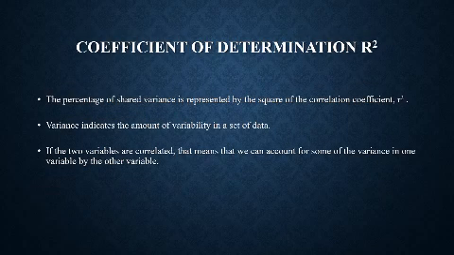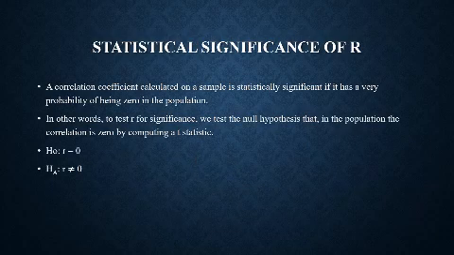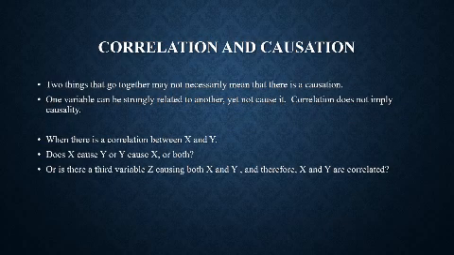There are some properties to be understood about correlation. The coefficient of determination: if we square the correlation, we get R squared. This tells us how much of the variance in one variable is explained by the other. For example, if r equals 0.6, then R squared equals 0.36, which means that 36% of the variation is shared or explained. Next, the statistical significance of r. It is important to determine if a correlation is statistically significant. We use the p-value to decide whether the observed relationship is likely due to chance. This is usually calculated using software like SPSS.